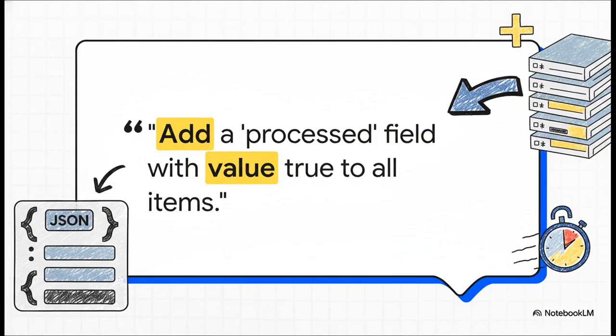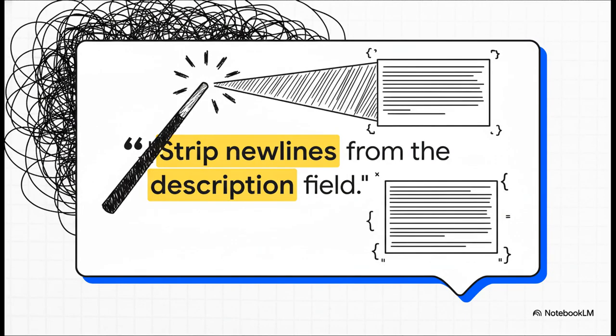Add a processed field with value true to all items. That's it. It's simple, it's clear, and it's ridiculously fast. Now this is a total game changer for anyone working with large language models.